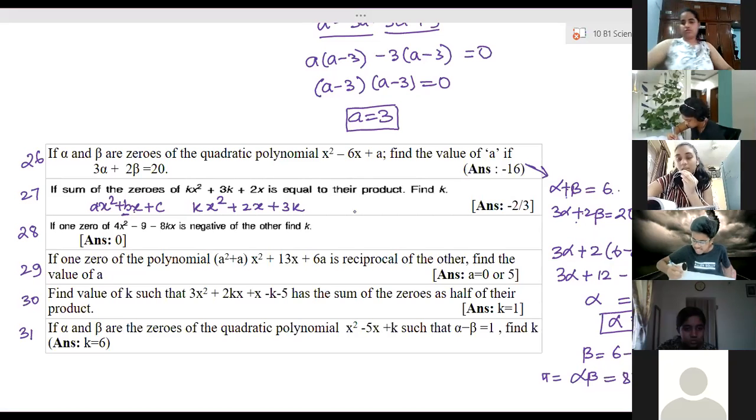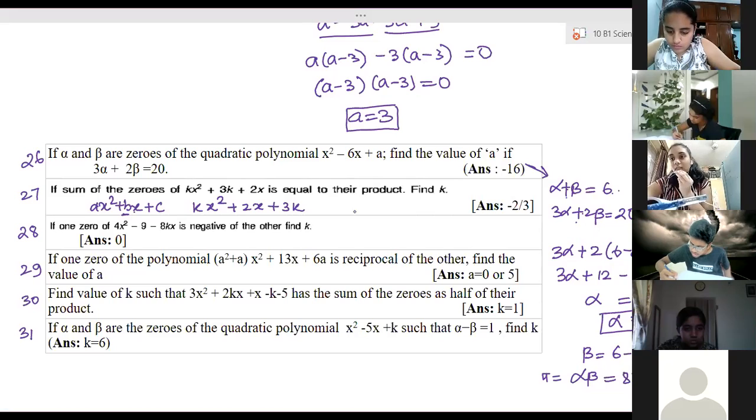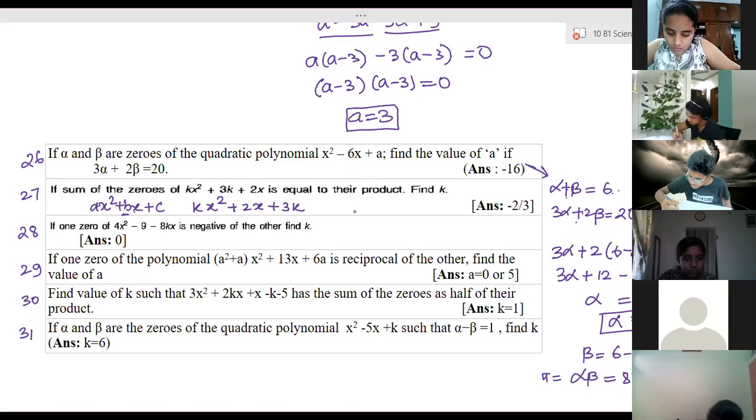What is minus B? Minus of minus 8k, so plus 8k. By A is 4, so equal to 0. That is 2k equal to 0. So k is 0. Okay, 0 by 2 is 0.